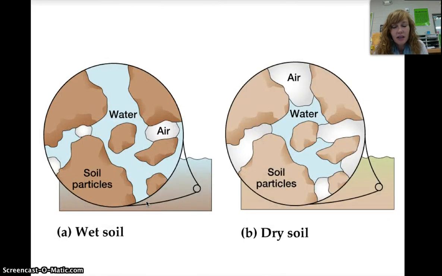So this is a comparison of wet soil and dry soil. So you can see soil particles are the same size in both pictures, but this is a wet soil. So you see more water here, a little bit of air. This is a dry soil that needs water. Lots more air than water. So this is a drier soil.